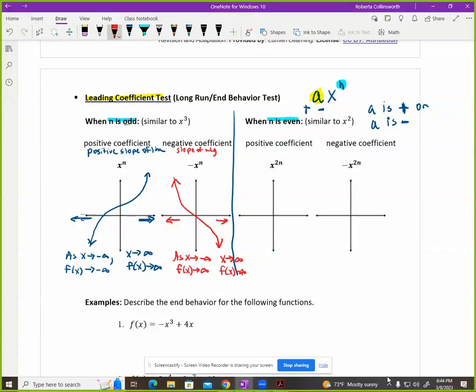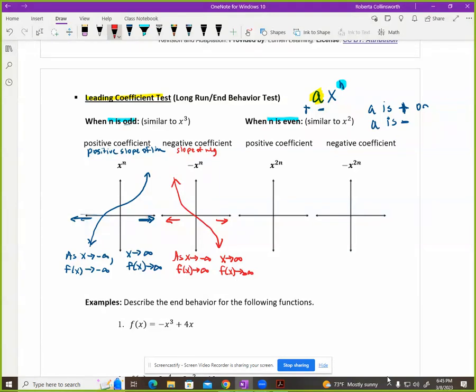That did not work so great. That did not work so great either. That's a negative. Okay.